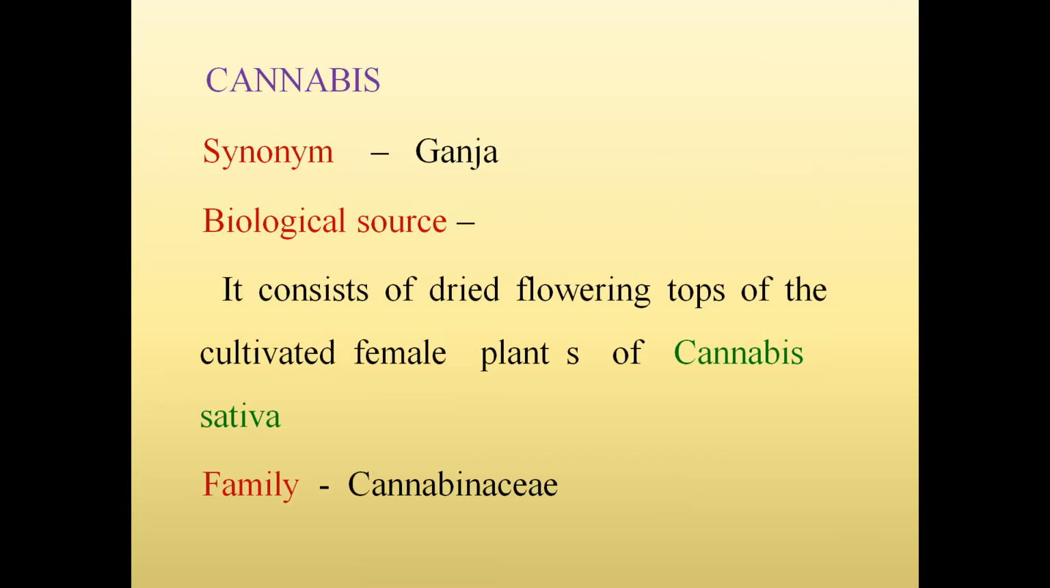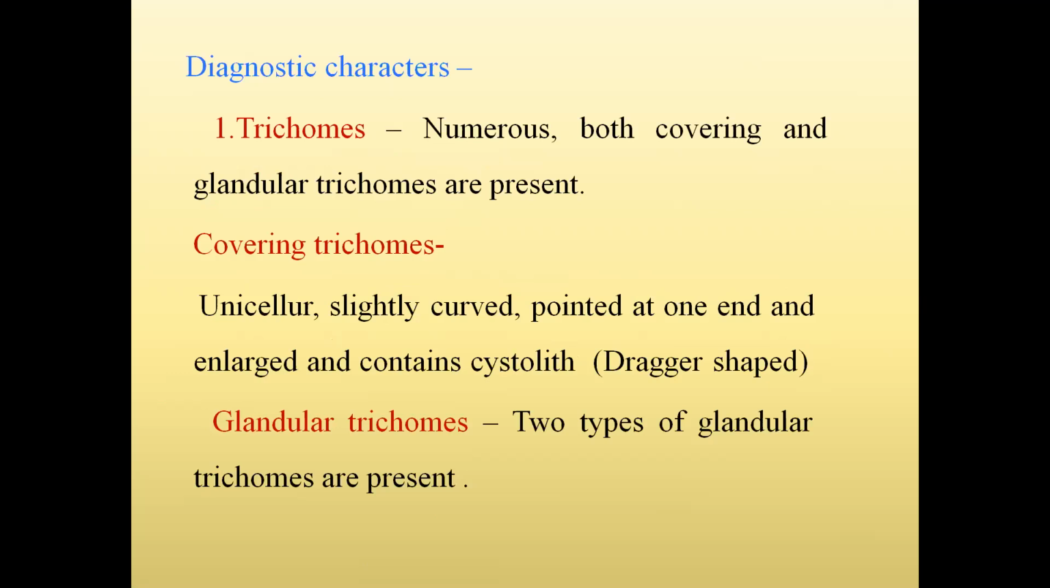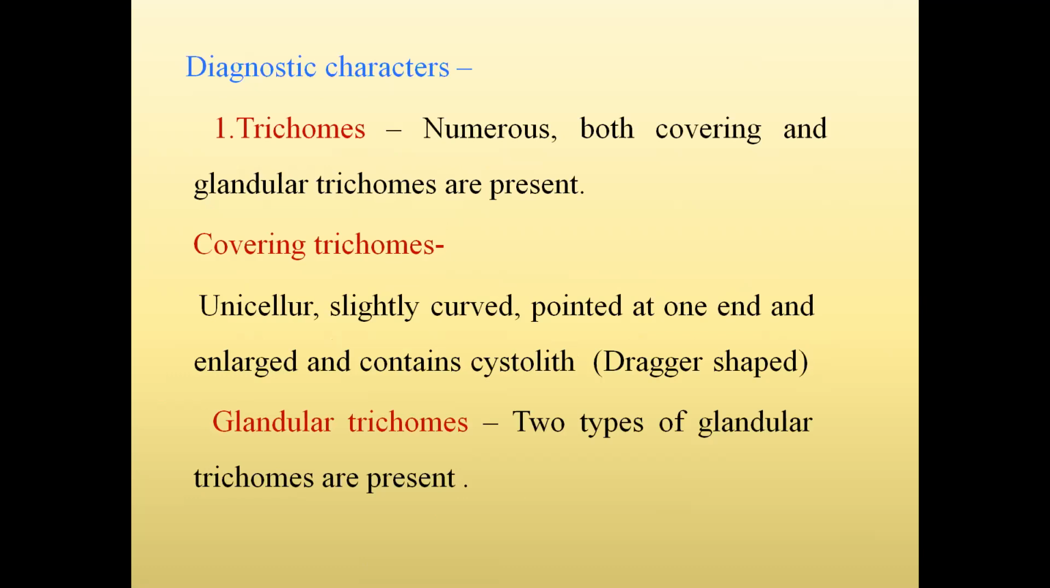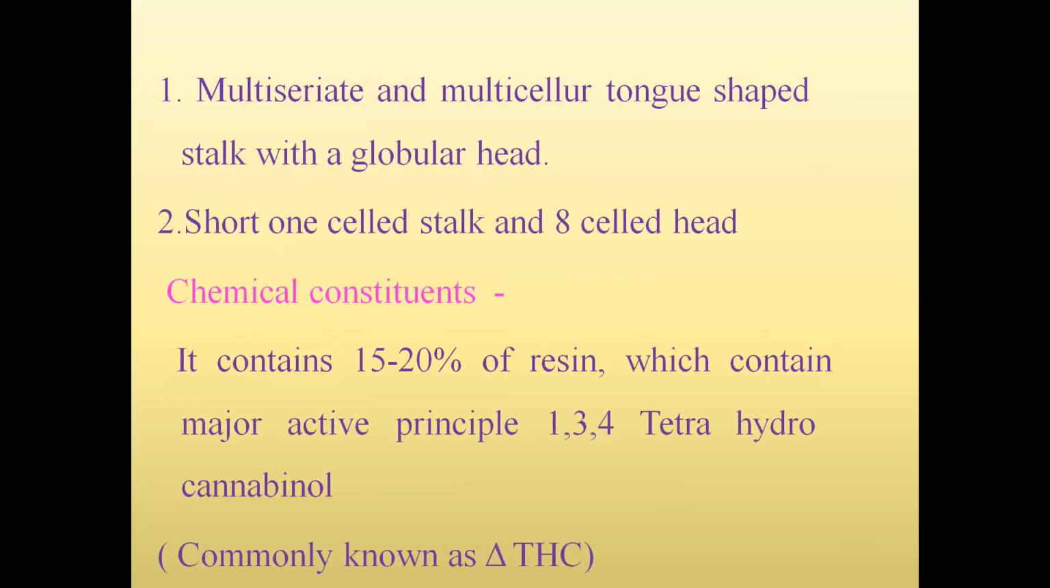ये क्या होते हैं? फ्लोरिंग टॉप्स होती हैं प्लांट की, फीमेल प्लांट की, कैनबिस सटाइवा, भांग, गांजा, चरस. All these three preparations are obtained from the one plant, that is cannabis, and it belongs to the family Cannabinaceae. There are some diagnostic characters like trichomes. You can identify cannabis by the nature of the trichomes. Both covering and glandular trichomes are present if you study cannabis under the microscope. Then covering trichomes, glandular trichomes.